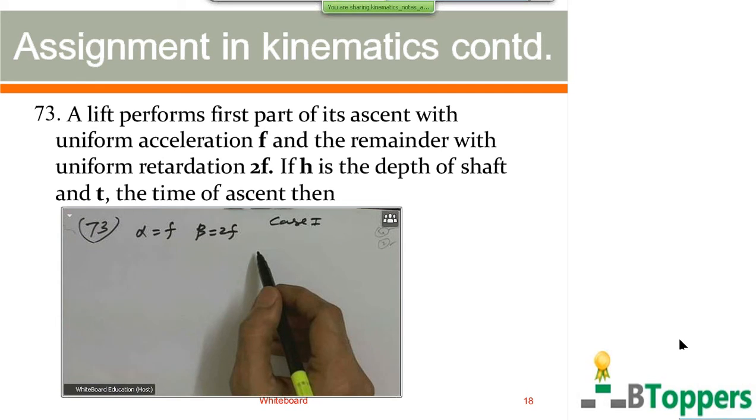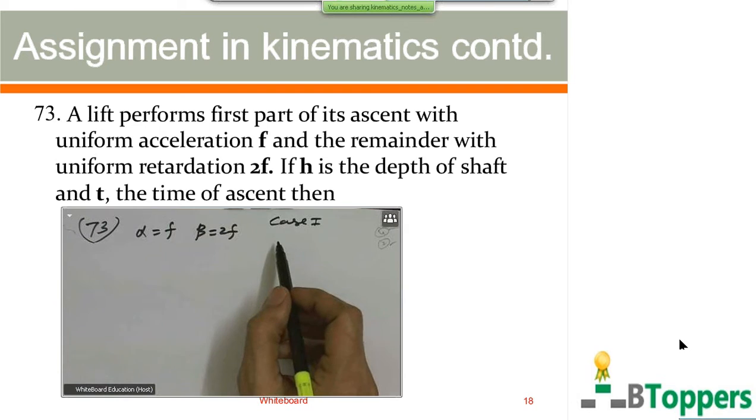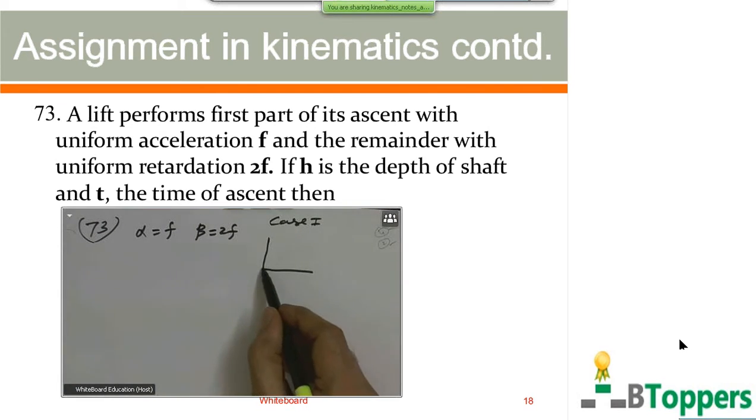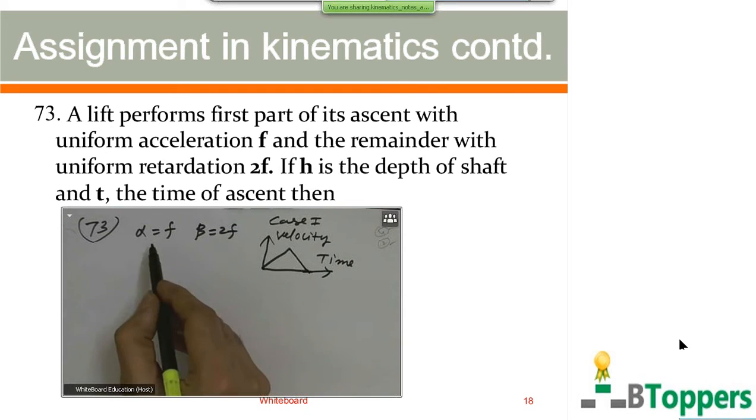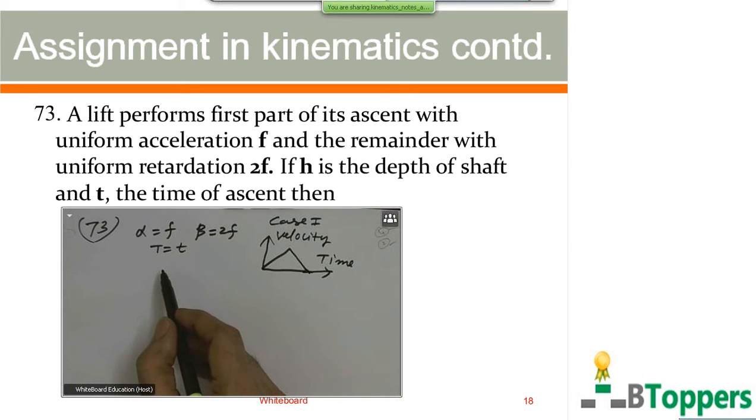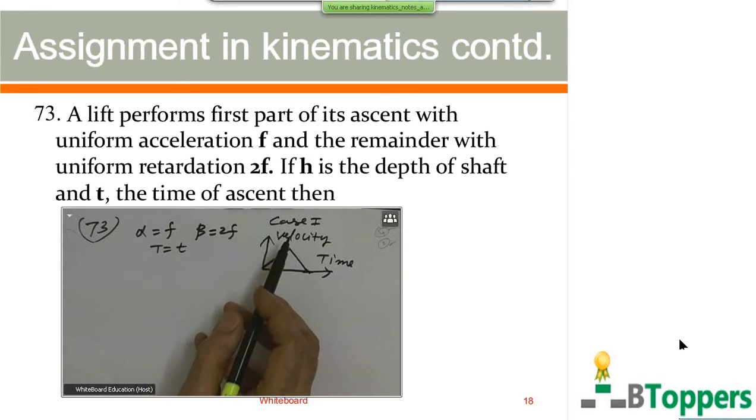So it is understood that the lift starts from rest in the ground floor and finally comes to rest after time t. During part of the motion, it moves with uniform acceleration alpha equal to F. Then during the remaining part of the motion, it moves with uniform retardation beta equal to 2F. The total time of motion is denoted by small t.